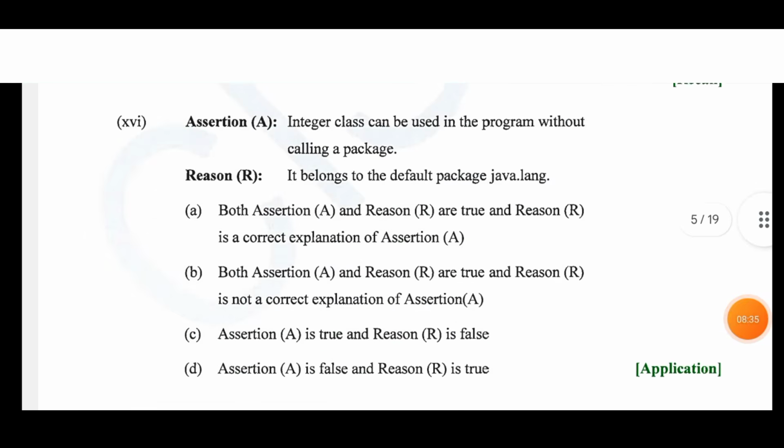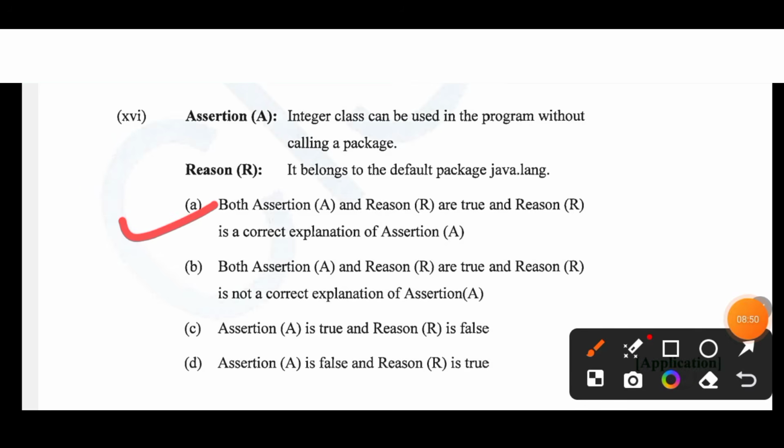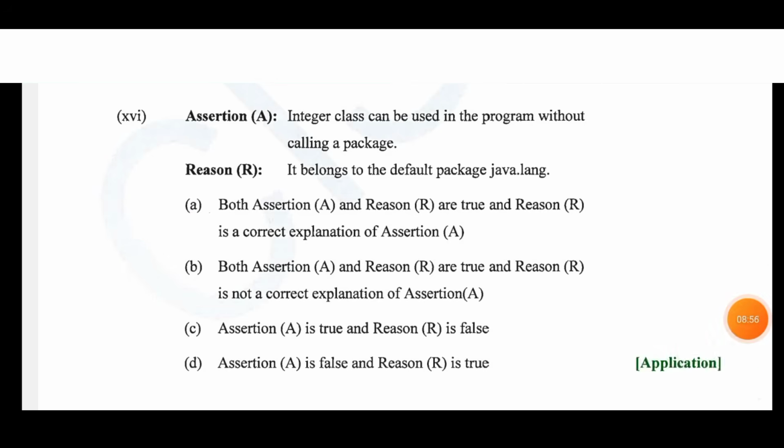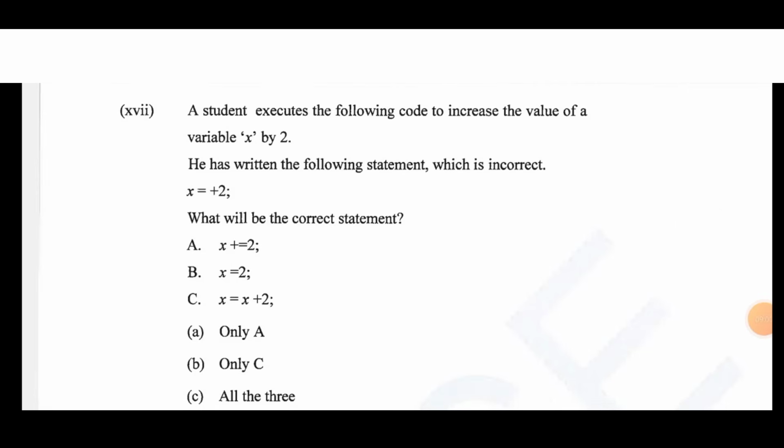Let's go to question 16, an assertion reason question. Integer class can be used in the program without calling a package. Absolutely, the assertion is correct. It belongs to the default package java.lang. This is also true. So accordingly, it's quite a simple question. Both assertion and reason are true, and the reason is the correct explanation of assertion A. Let's go to question number 17. A student executes the following code to increase the value of a variable x by 2.